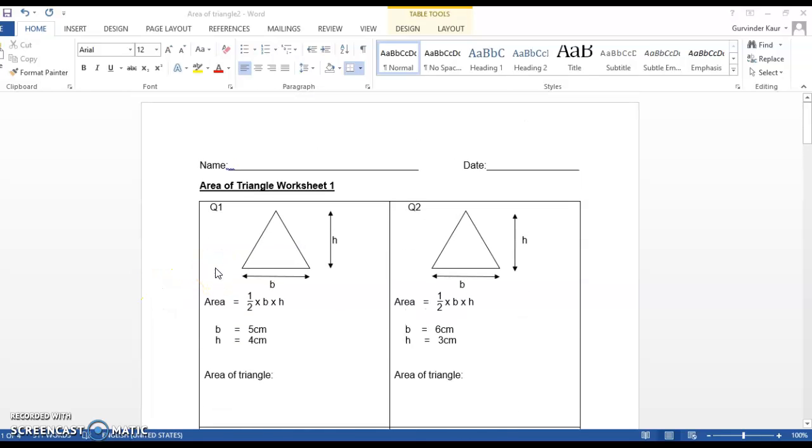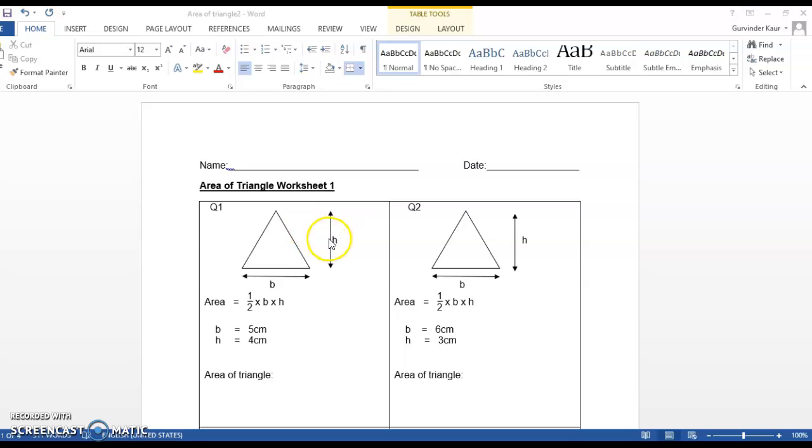Okay, so I'm going to teach you area of triangle today. Okay, so this is a triangle. The area of a triangle, the formula is half base times height. Half base times height. So let's look at this triangle. The base is at the bottom, the height is from the vertex to the base.